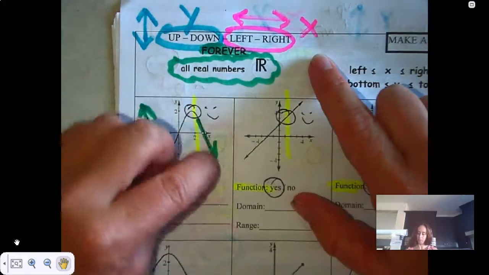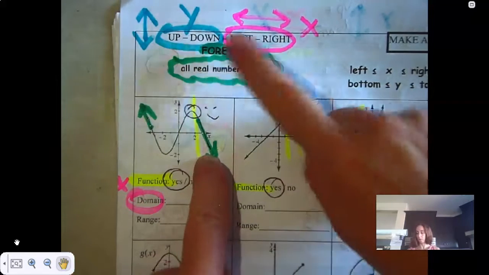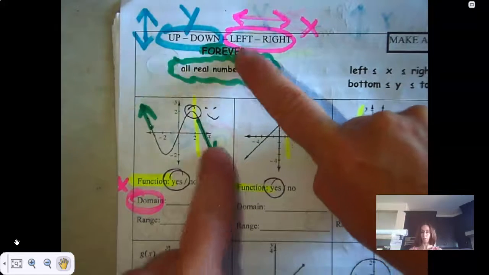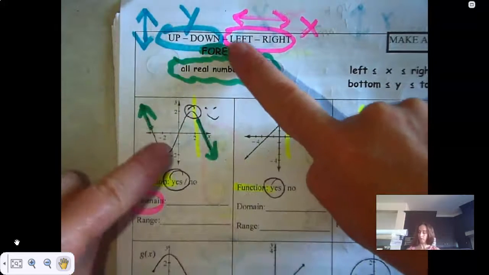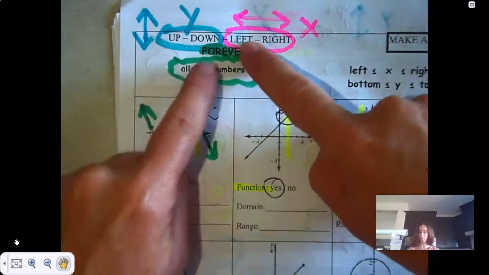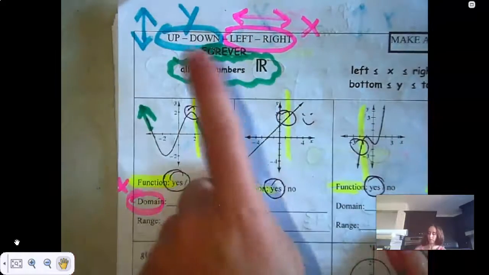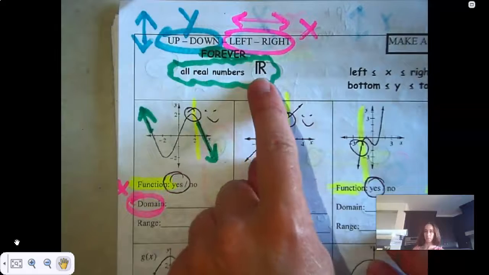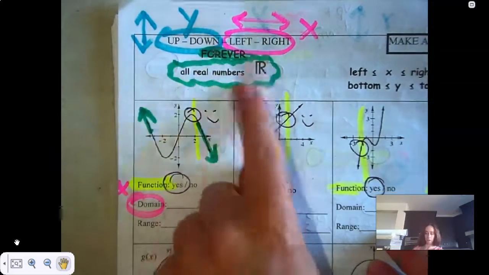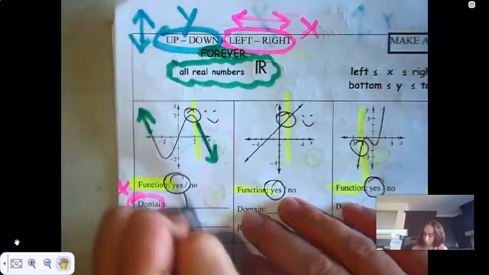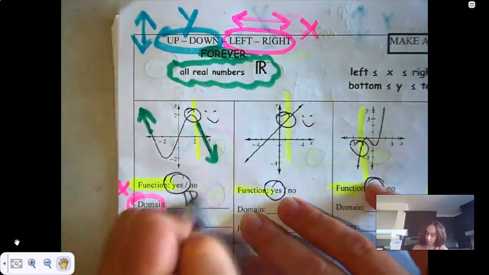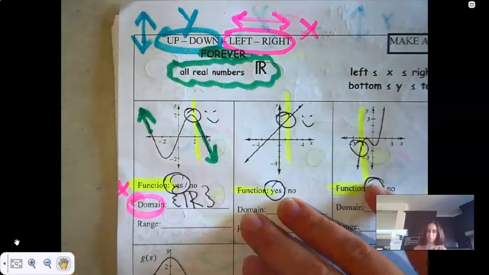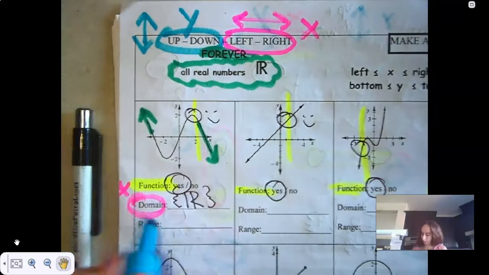So as I'm looking here, is it going to the right or the left? It's going to the right, and this means forever. Good. This is going to the left, forever. If it's going to the left forever, and it's going to the right forever, there's something called all real numbers. So what you do is you draw 2 lines and the letter R.